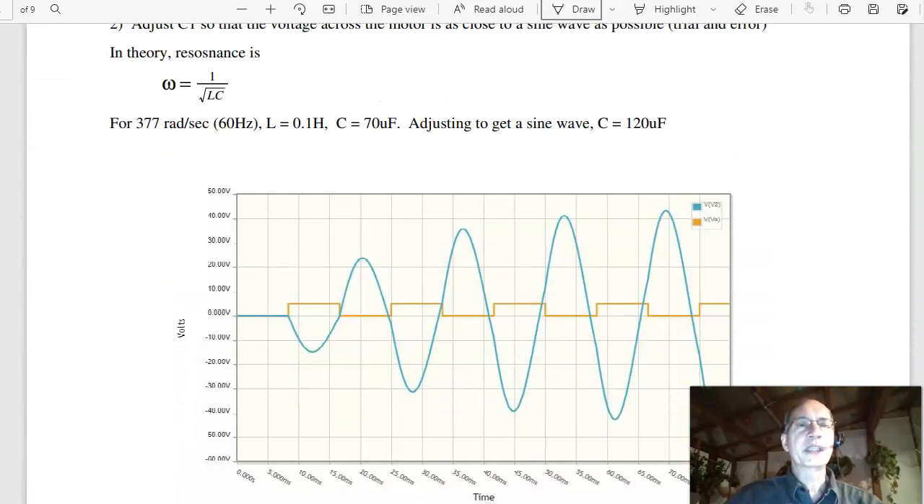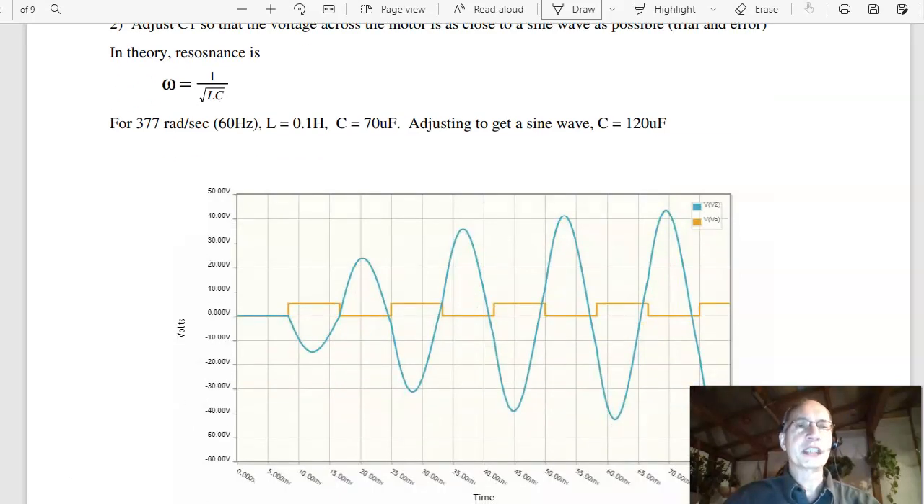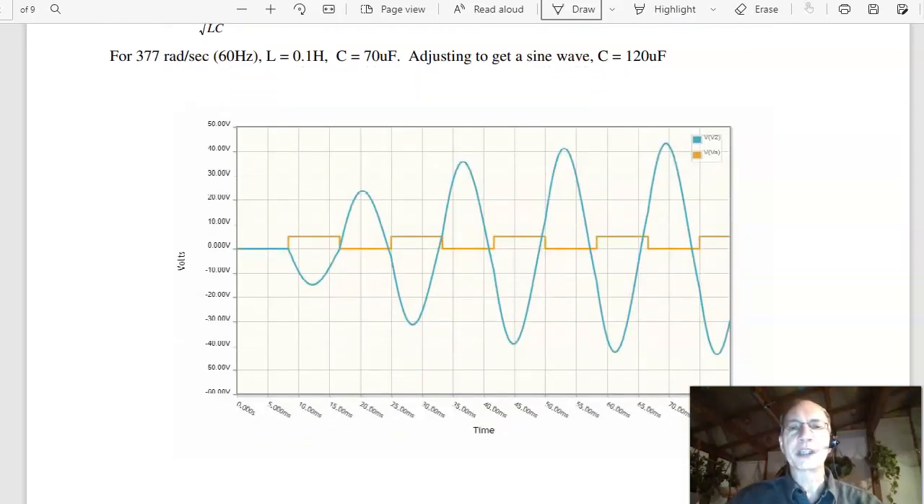If you want to calculate what the capacitor should be, the resonance of an LC tank is 1 over the square root of L times C. For 377 radians per second, with L at 0.1 Henry, C should be 70 microfarads. That doesn't quite work, so adjusting it by trial and error, I got about 120 microfarads, which gives you this signal.